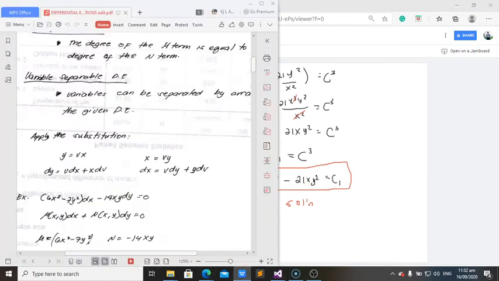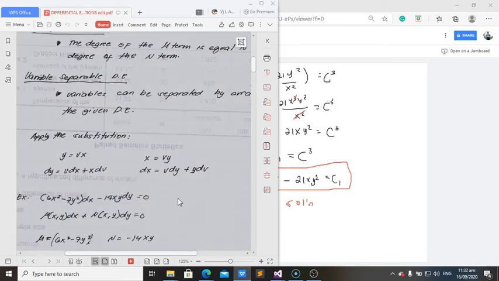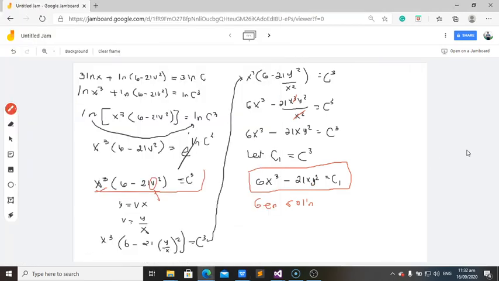Same as our given. Take note that our given is x and y. In our answer, v is the output, so that's why it is not yet our general solution. Okay? This is our general solution.